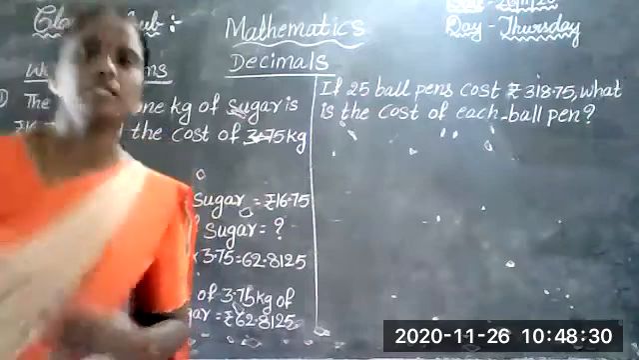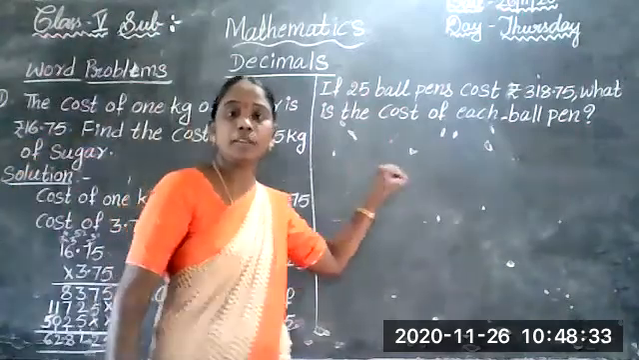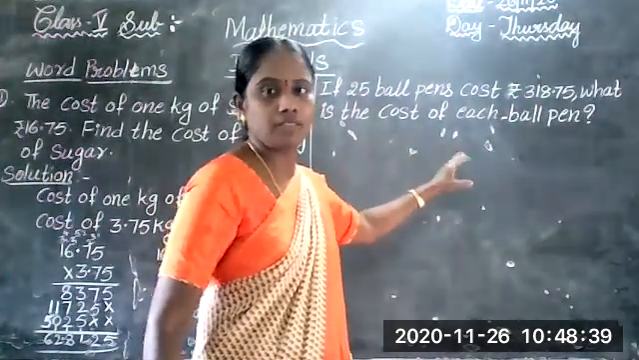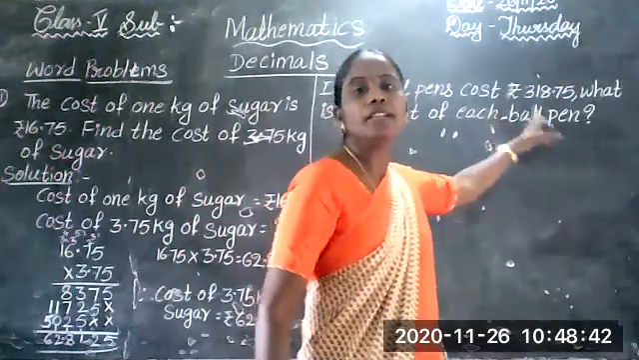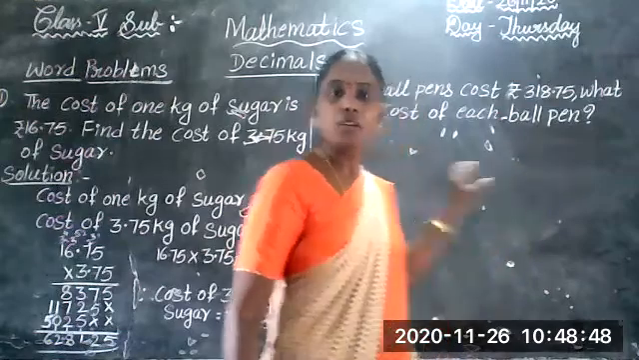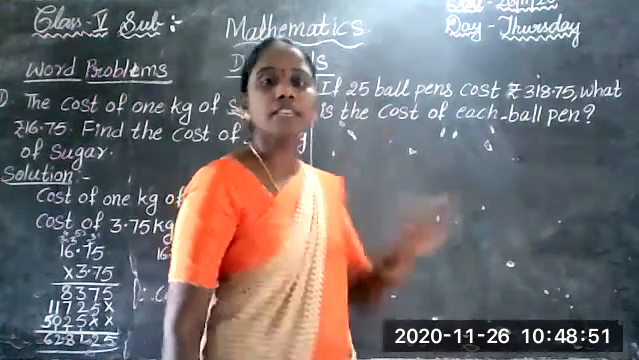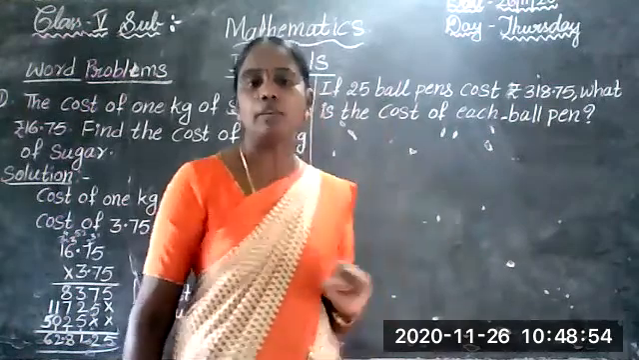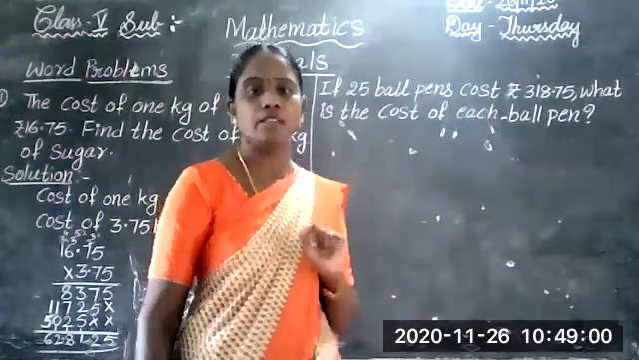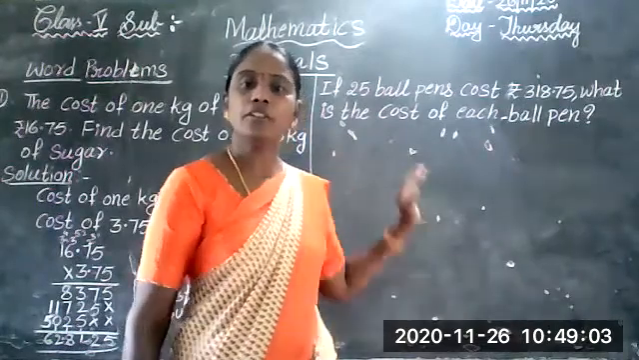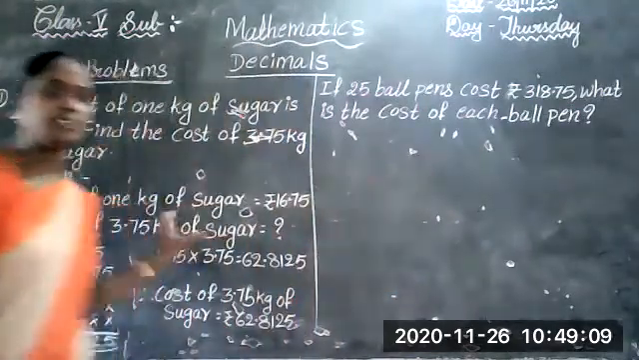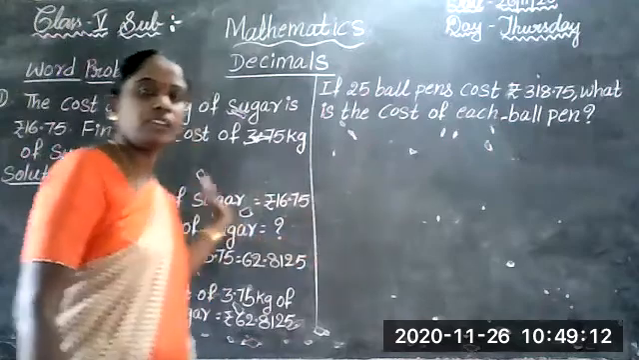If 25 pens cost, the cost of 25 pens is given in this problem. How much is given? Rupees 318.75. Now we have to find out the cost of each ball pen, means the cost of one ball pen. One pen costs how much? So what do we do? Do the division. See children here, multiplication is the opposite of division. Division is the opposite of multiplication.